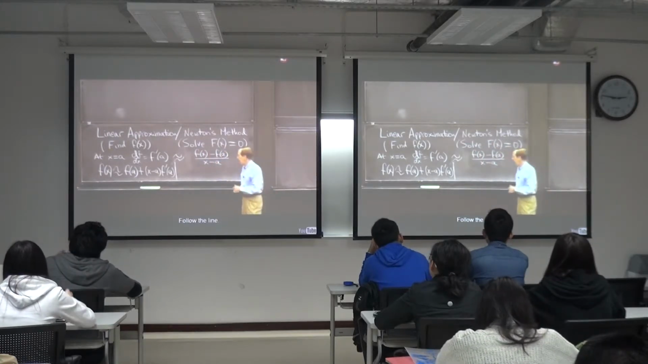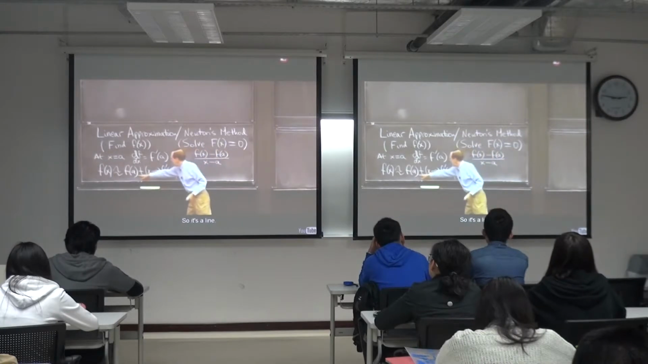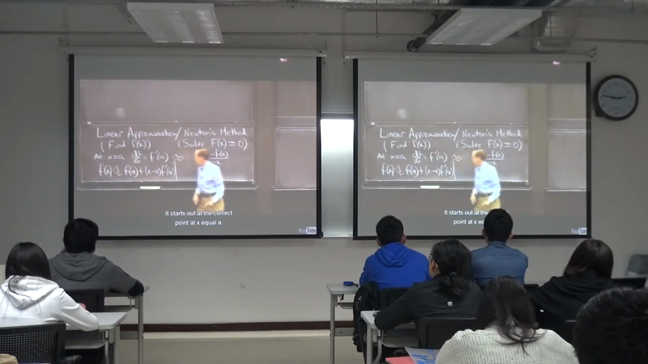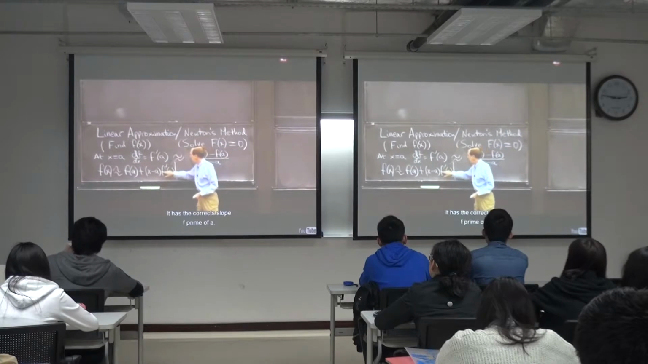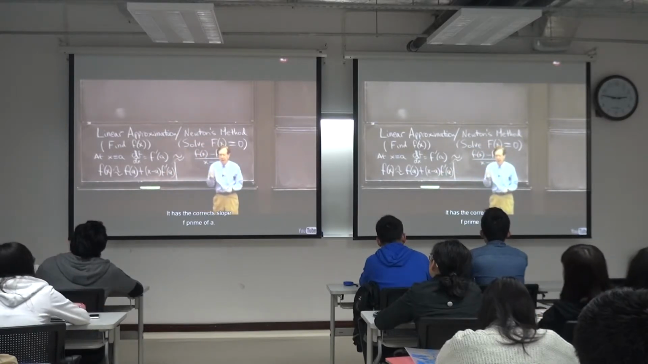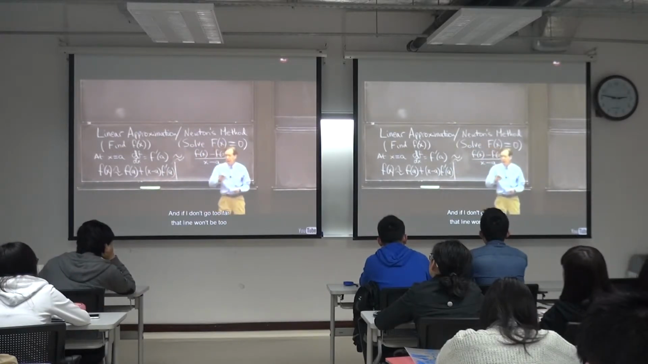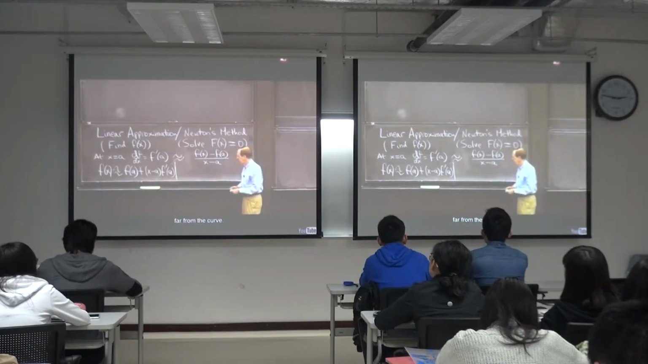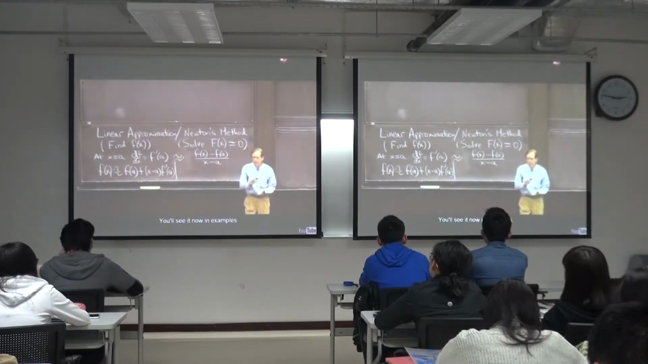Follow the line. So it's a line, it starts out at the correct point at x equal a, it has the correct slope, f prime of a, and if I don't go too far, that line won't be too far from the curve. Good, you'll see it now in examples.